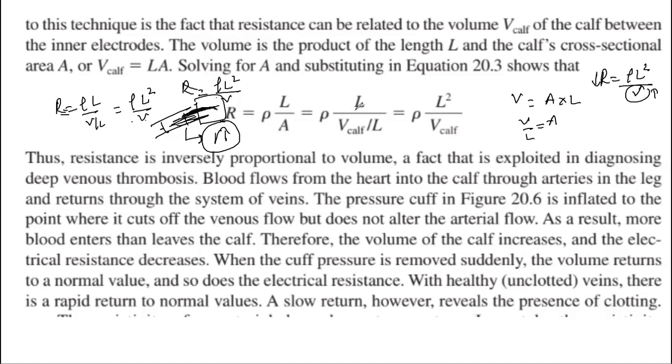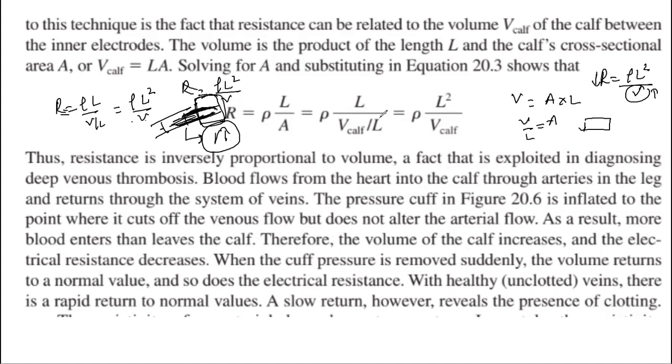Then after some time, the cuff pressure which we have over here over the mid thigh area, we let it go, we remove it suddenly. What will happen? The blood through the veins will automatically start flowing backwards, and as a result the volume will resume its original value, right? And so does your resistance, right?